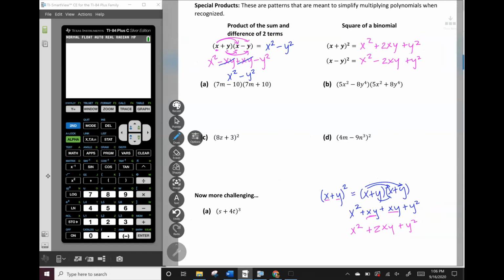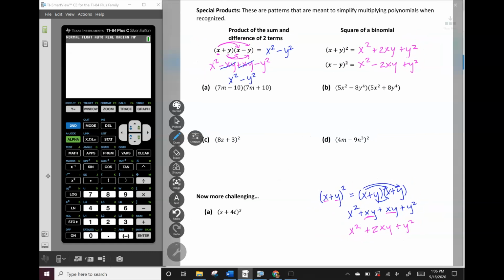Let's see if we can apply those patterns to easily multiply these polynomials. All right, for A, I've got pattern number 1. So instead of actually FOILing that, I can just square the first term. So that's 7m squared minus the second term squared, 10 squared. So squaring all of that gives me 49m squared minus 100.